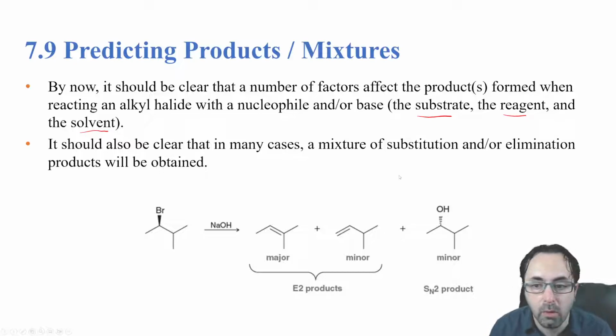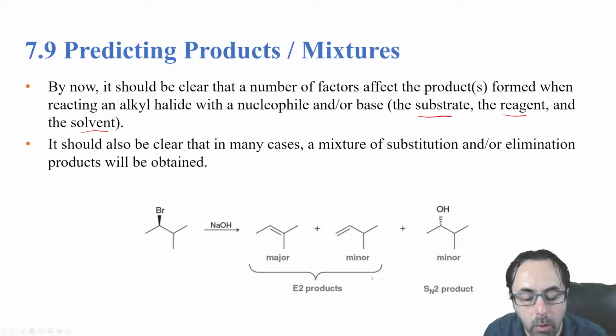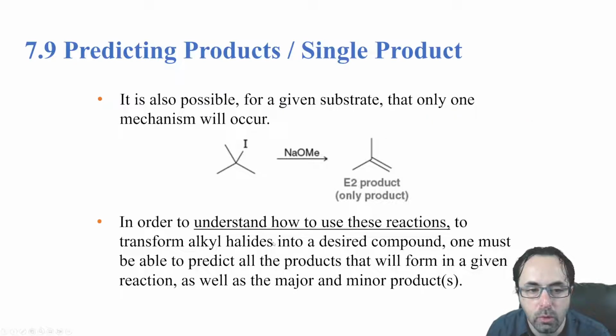So the question is, how can we determine, by evaluating the substrate, the reagent, the solvent, and the quality of the leaving group, which reaction mechanism will be the primary one and which will be secondary ones? So which products will be the major products and which will be the minor products? That's what this last part of the chapter is going to be about.